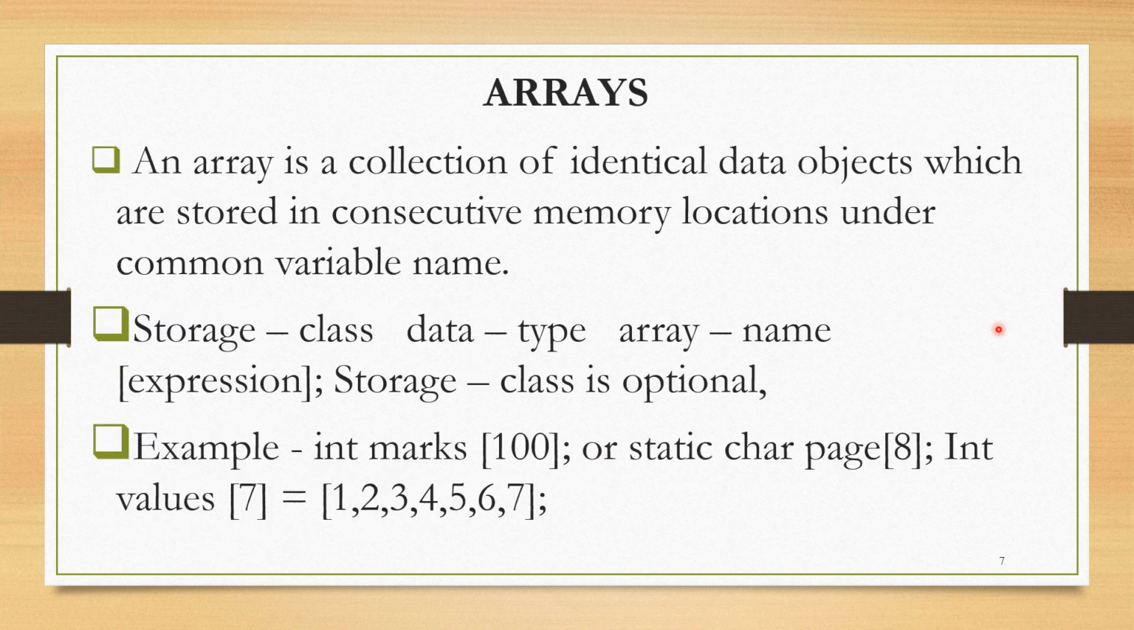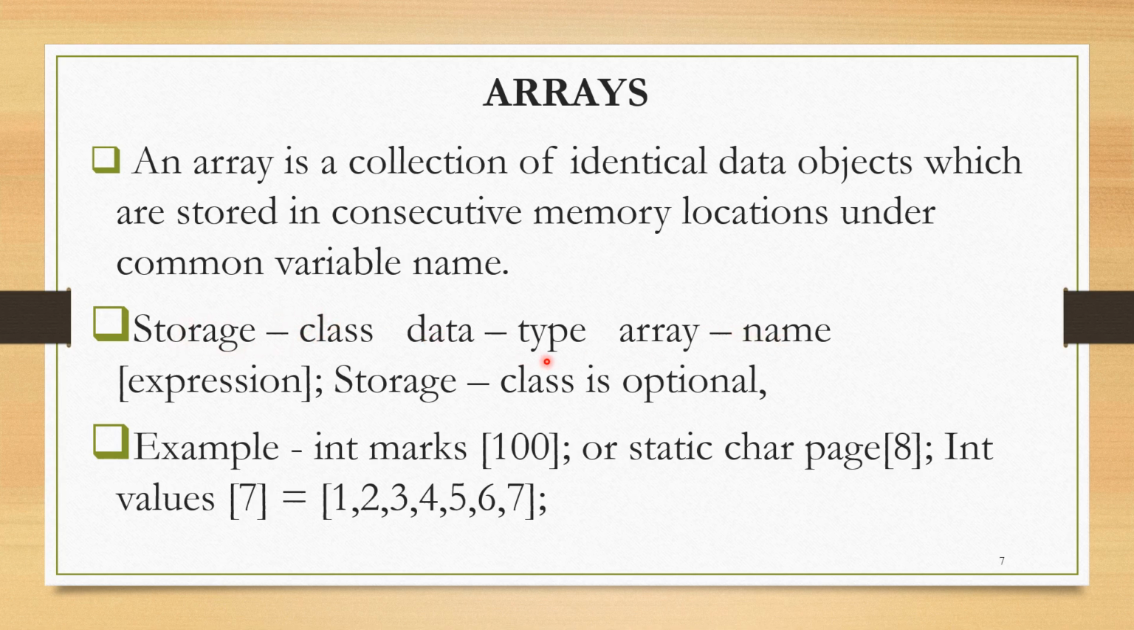Let's see arrays first. Arrays we've already seen in data structures. What is an array? An array is a collection of identical data objects which are stored in consecutive memory locations under a common variable name. How to define it? This is the definition of an array: storage class, then data type, then array name, then expression. The storage class is optional.